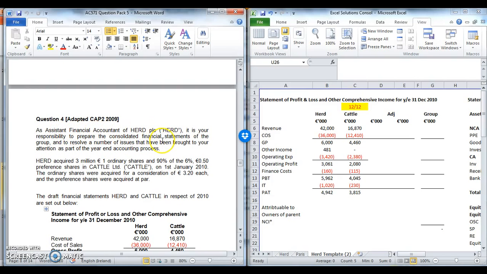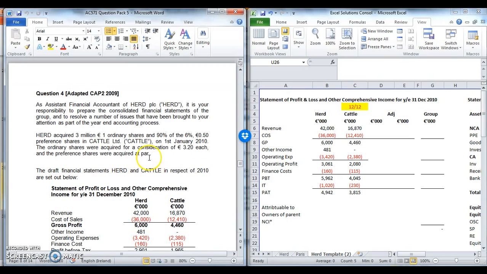So financial accountant Herd is due to resolve a number of issues. You acquired 3 million ordinary shares and 90% of the pref shares. That's important. So whatever way you want to highlight that, but it's 3 million ordinary shares and 90% of the pref, so there may be a different percentage. And you paid €3.2 each for the shares, and preference shares were acquired at par.